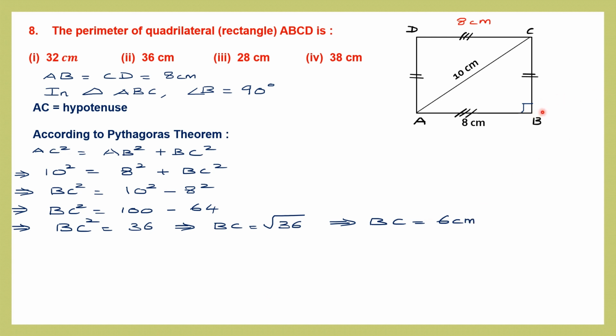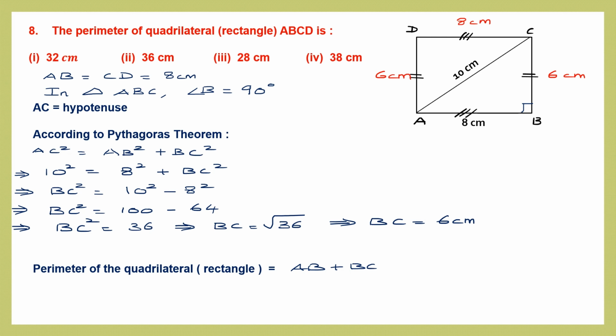Now let's write that there in the figure. BC is 6 centimeters. That means the opposite side is also 6 centimeters. Now we can find the perimeter of this rectangle. So the perimeter of the quadrilateral, which is a rectangle, is simply adding up all the sides, that is AB plus BC plus CD plus DA. So let's substitute. AB is 8 centimeters, BC is 6 centimeters, CD is 8 centimeters, and DA is 6 centimeters.